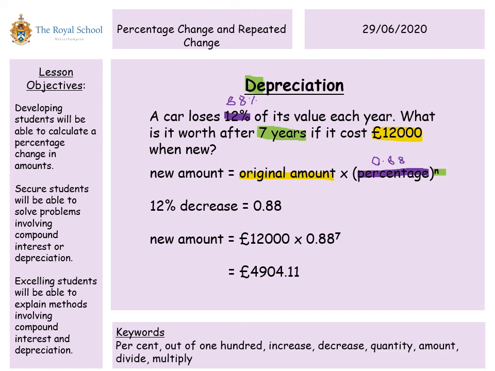So watch out with these compound interest or depreciation questions, because it can be tricky to decide on your multiplier. Have a look whether you're increasing in value with the compound interest, or whether it's decreasing in value year on year, which is our depreciation, because that'll obviously affect this multiplier as we've talked through.